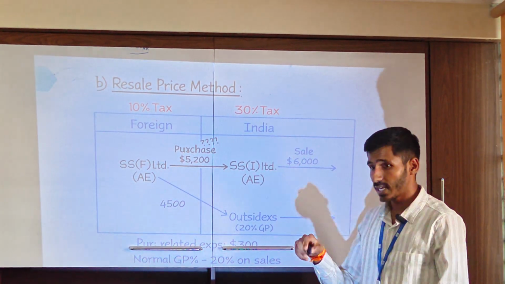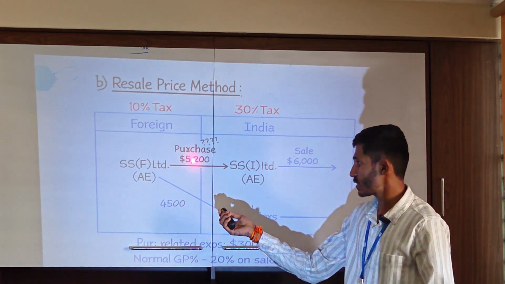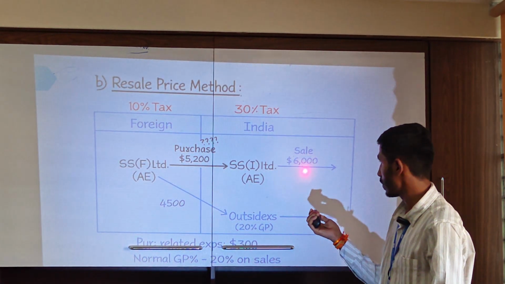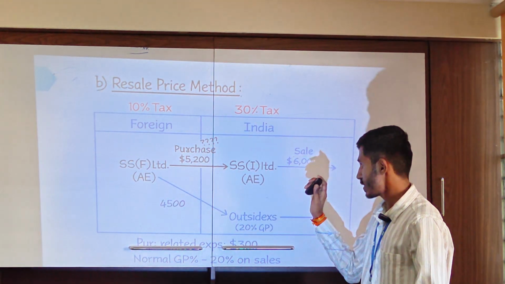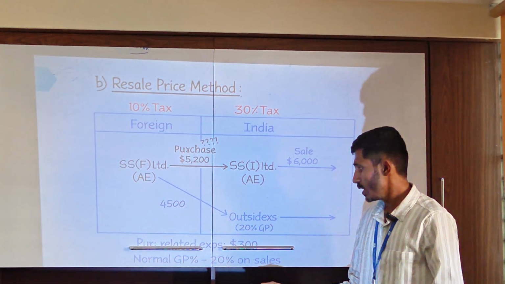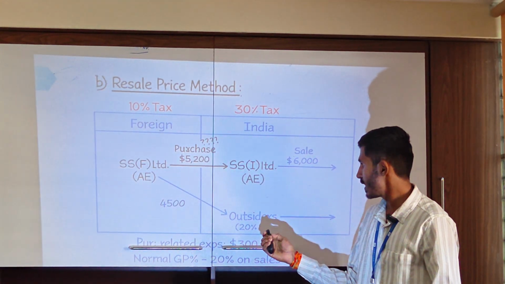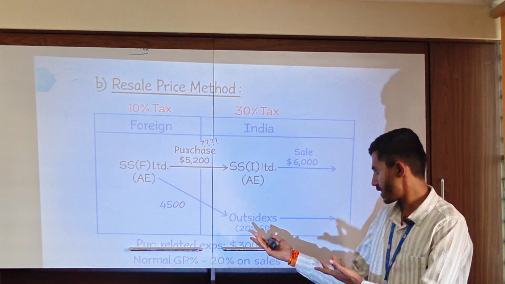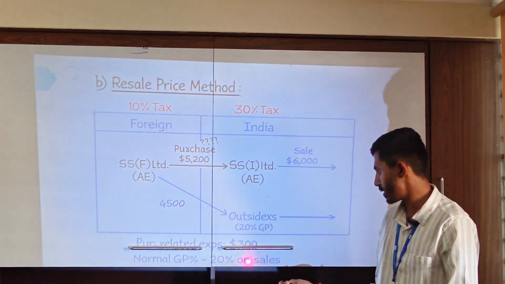Now, as I have mentioned previously, we will not consider this value, 5,200. We will not touch that. We will look into this value, $6,000. By considering this $6,000, we will calculate the arm's length price. Samsung India Limited says purchase related expense is $300 and normal gross profit percent is 20%.